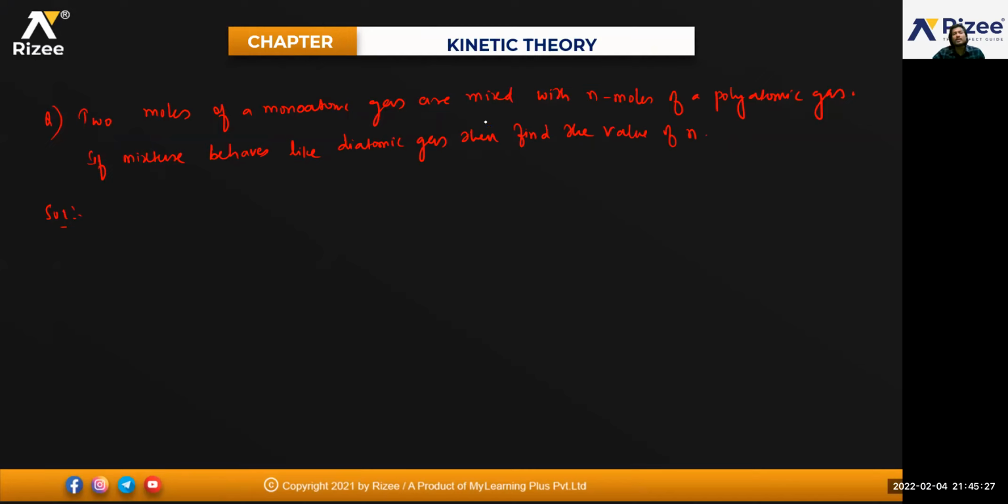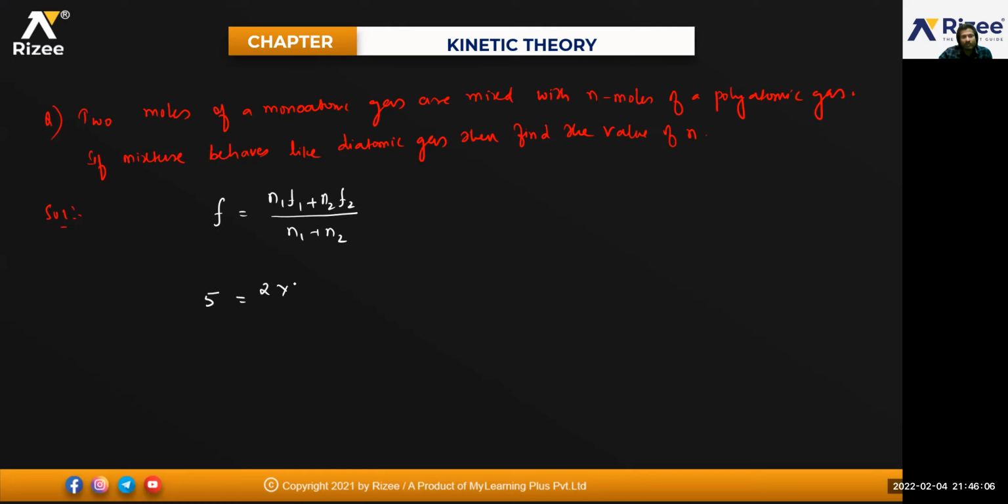2 moles of monoatomic gas are being mixed with N moles of polyatomic gas. If the mixture behaves like a diatomic gas, then find the value of N. So for the mixture, you know the formula: f equals N1 f1 plus N2 f2 divided by N1 plus N2. For diatomic, the f value will be equal to 5. N1 moles is given as 2.